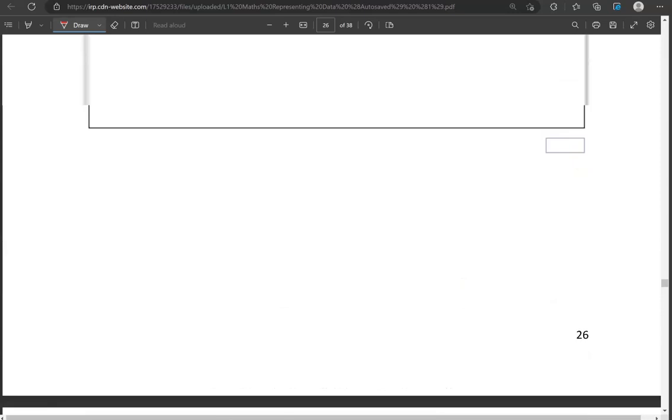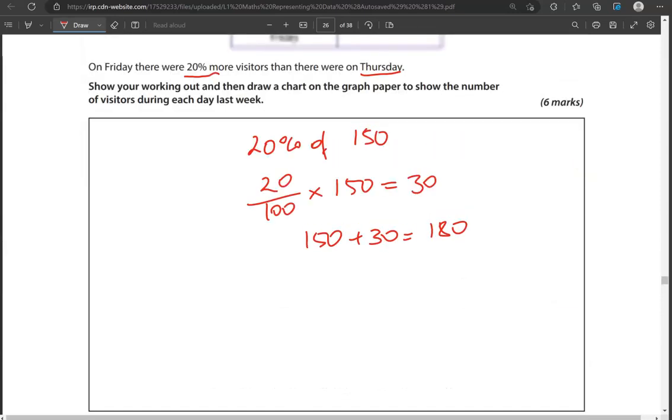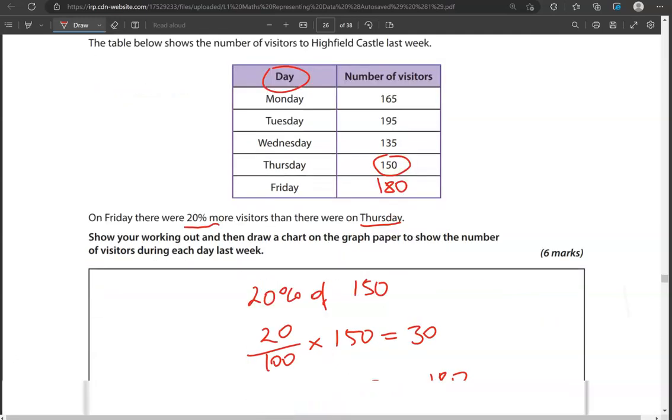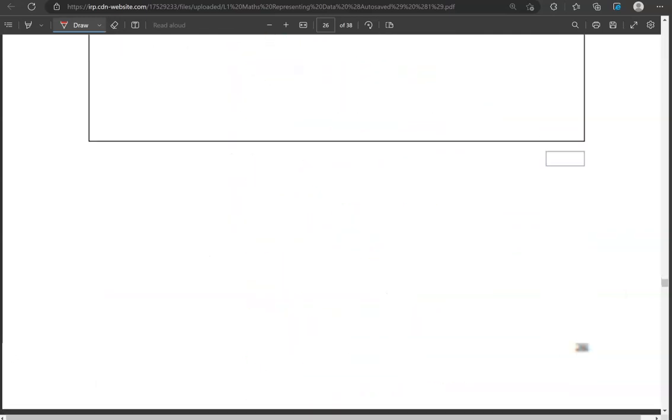We can do a line graph or a bar chart. I'm going to go with a line graph. So horizontally, we'll show the days from Monday to Friday. Could have Monday here, Tuesday, Wednesday, Thursday, Friday.